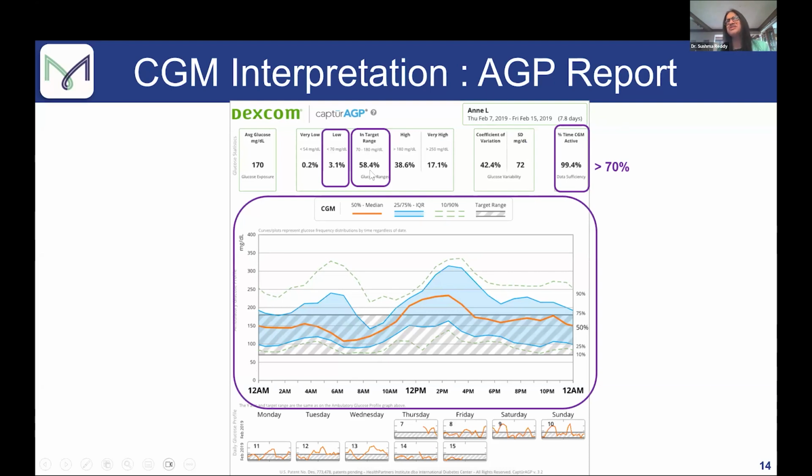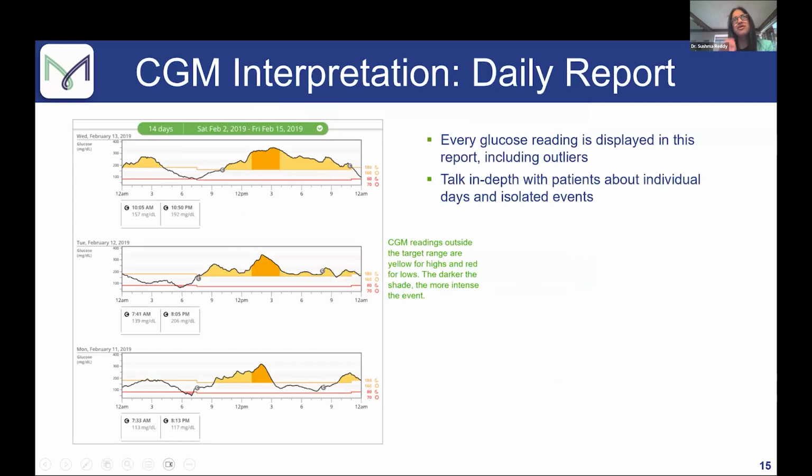I don't tell them at that point that the goal is 70, but I just go, this is about 58%, and we do want to get that a little higher. Typically between visits, if you're seeing them in 4 to 5 weeks, you're trying to get like a 5 to 10% increase in time in range. And then if there are some lows, I talk about that. Then I jump to the daily report and have that conversation with the patient.